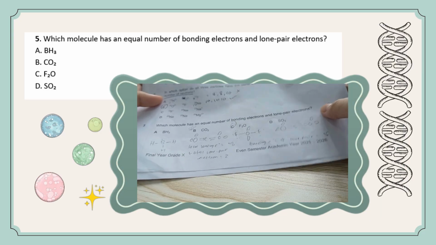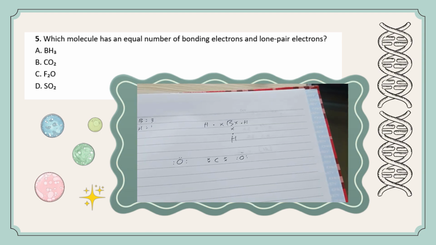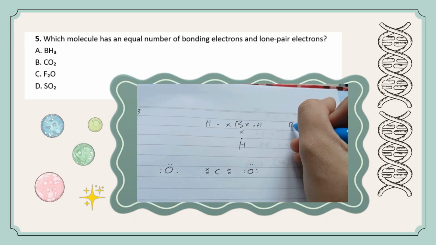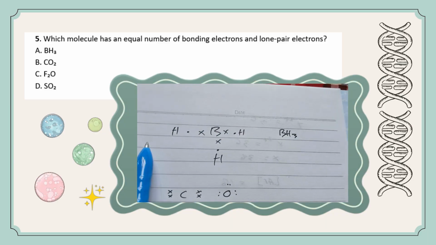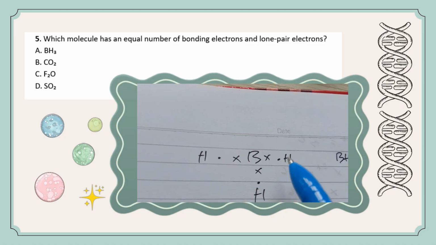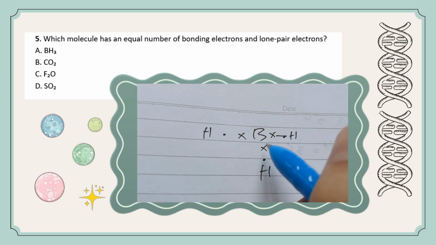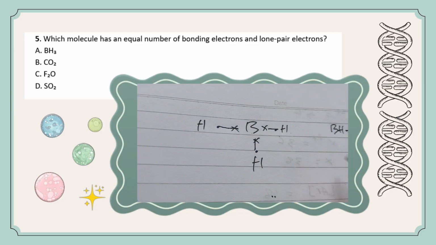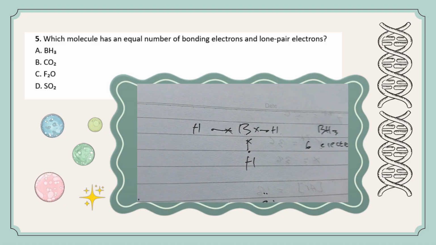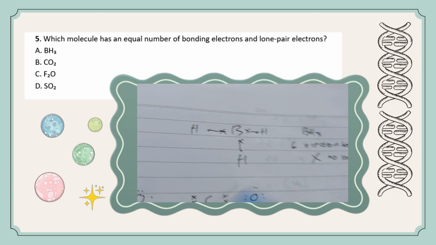Let's go to the question: which molecule has an equal number of bonding electrons and lone pair electrons. So for number 5, option A is boron hydroxide, and the Lewis structure of this is like this. Boron has 3 valence electrons and H has only 1 valence electron, and all of them are bonded together, so this means we have 6 bonding electrons but no lone pairs. So option A is wrong.